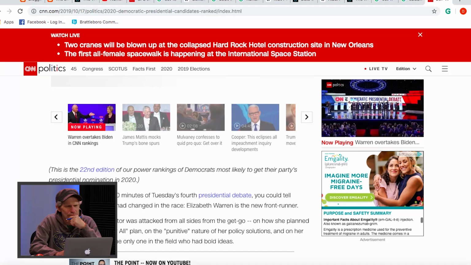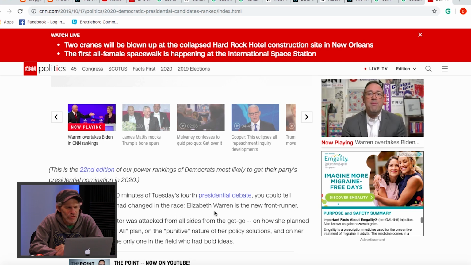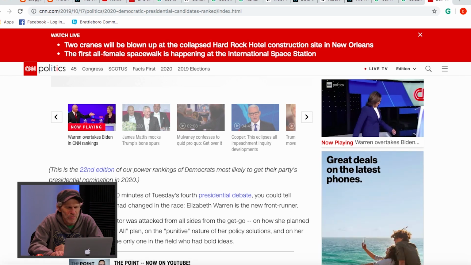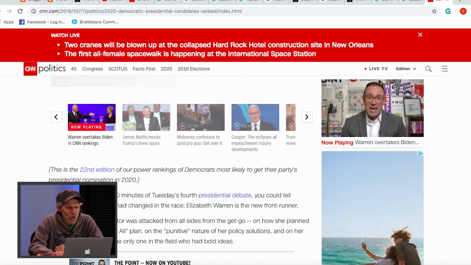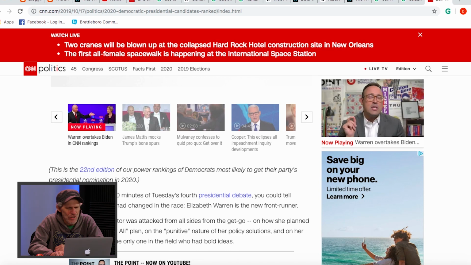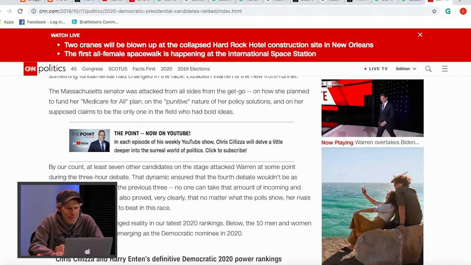Zeros don't count. So the story says within the first 10 minutes of Tuesday's fourth presidential debate, you could tell something fundamental had changed in the race. Elizabeth Warren is the new frontrunner. The Massachusetts senator was attacked from all sides from the get-go on how she planned to fund her Medicare for All plan, on the punitive nature of her policy solutions, and on her supposed claims to be the only one in the field who has bold ideas, right?